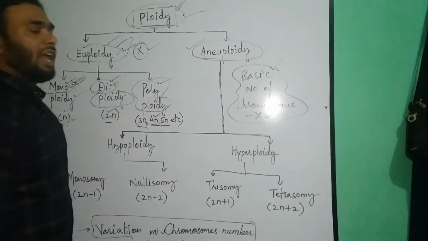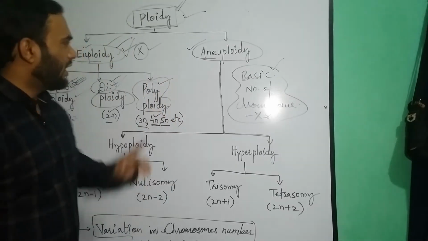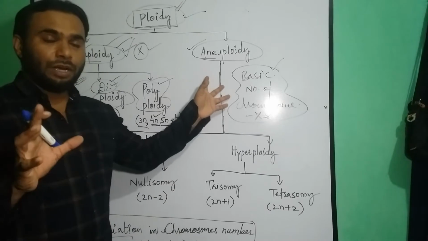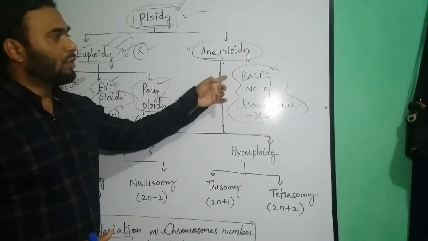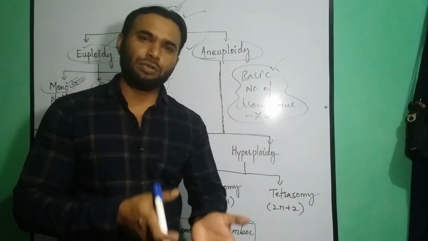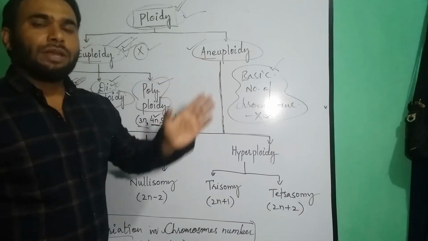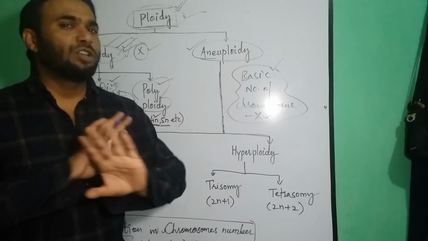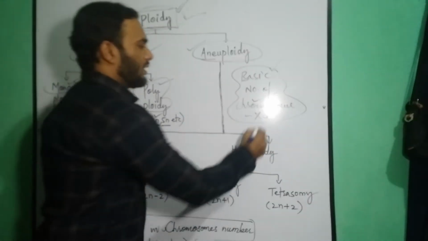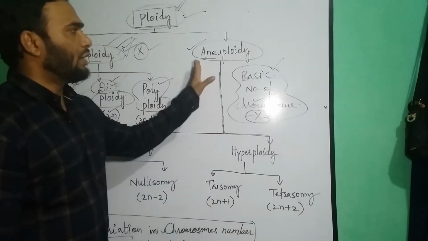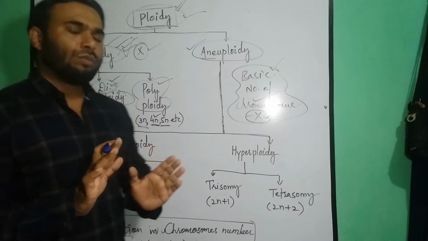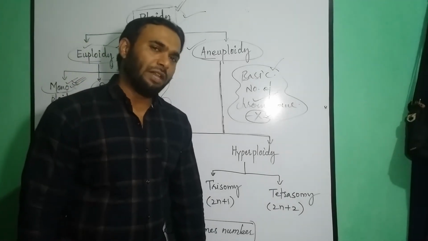Now let's see about aneuploidy. Dear students, when the number of chromosomes is an exact multiple of the basic number of chromosomes, it is called euploidy. So what should aneuploidy be? Exactly the opposite. It is called aneuploidy when the number of chromosomes is not an exact multiple of the basic number of chromosomes, X. Means in this pattern, the number of chromosomes will not be an exact multiple of this X.